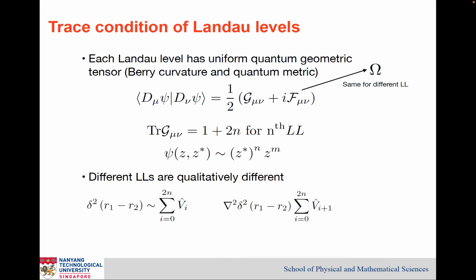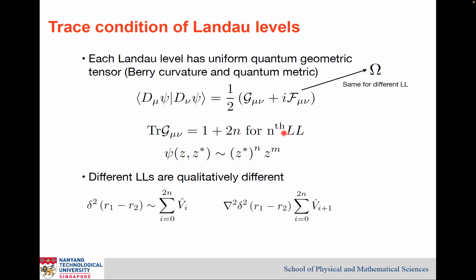But the geometry of Landau levels is very simple in some sense. It's uniform everywhere, especially for the Berry curvature. It's uniform and the same everywhere and for every Landau level, because it just gives you the magnetic field, which is unique. However, the quantum metric is much less trivial. The quantum metric is uniform, but it is different for different Landau levels. It's given by 1 + 2n, where n is the Landau level index.